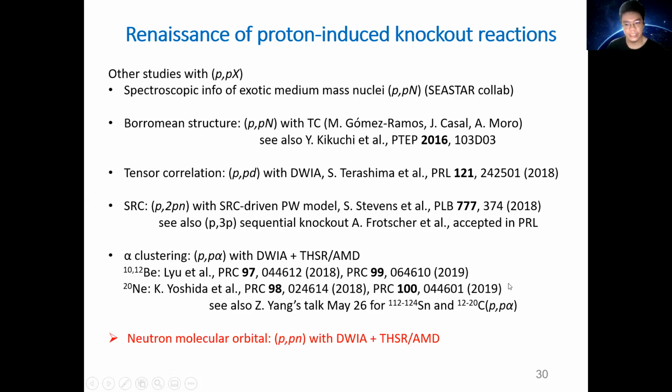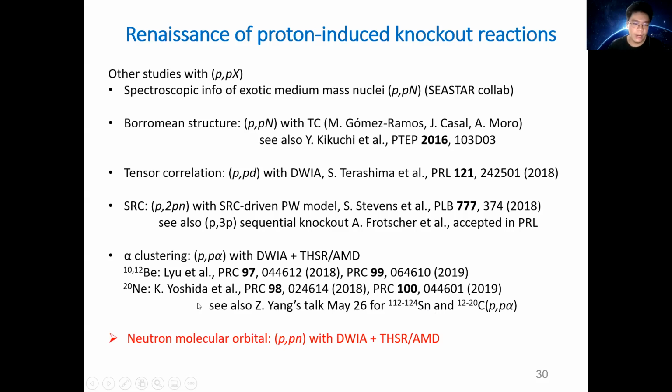My Japanese colleague groups have done several alpha clustering studies using (p,pα) reactions with DWIA and the microscopic THSR and AMD models. Several works have been done at RCNP, and also several weeks ago, Zai-Hong Yang gave a talk on the study using (p,pα) for several other exotic nuclei.